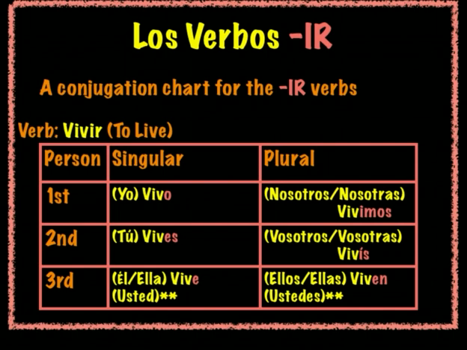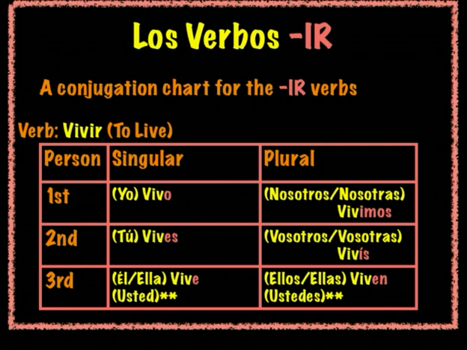Los verbos IR. Here is a chart for the IR verbs. We're using the verb vivir, which means to live. First person singular, yo vivo. Second person singular, tú vives. Third person singular, él, ella, usted vive.